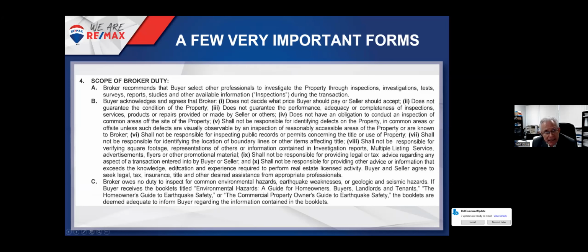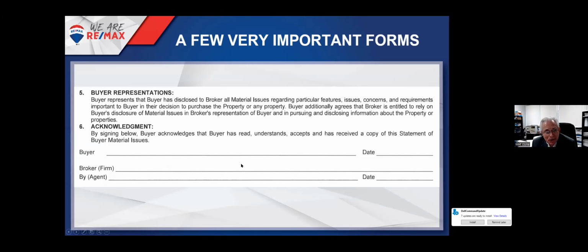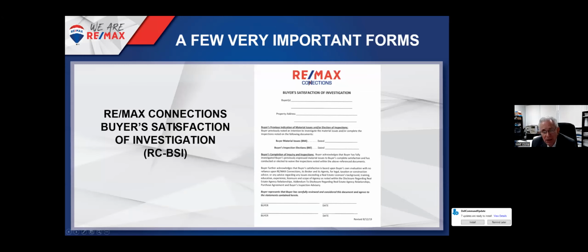And again, it lists a bunch of stuff we're not responsible for, which is, this is on a CAR form, by the way. So notice how similar this is to the Remax Connections form I just showed you. We're not asking you to say you're not responsible for anything that you should be responsible for. That's the point I want to make. So the buyer, when he fills out the BMI, he's represented, he's disclosed any of his material issues, and we have a right to rely on it. This is a very good form.